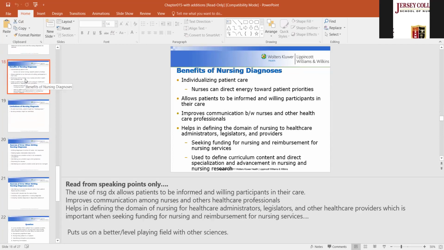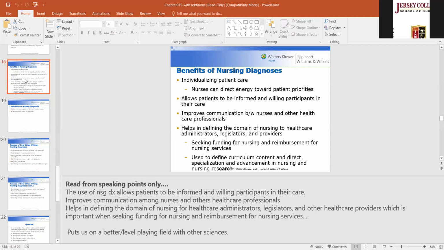So how's that going to help my patient? Okay, now I can direct my energy towards the priority of the patient. It's going to give me continuity of care. It allows the patient to be informed and to participate. It improves communication with other people that I'm working with.